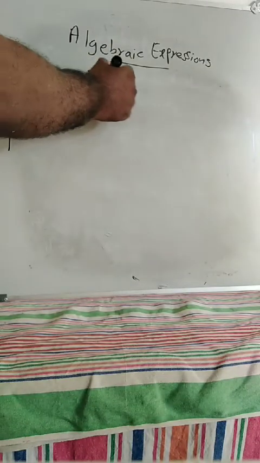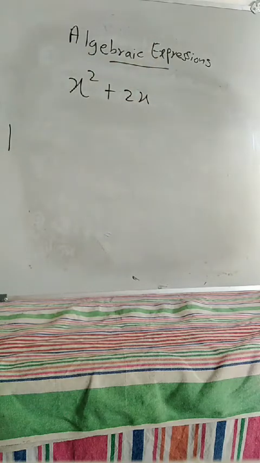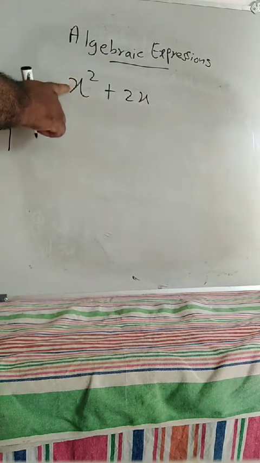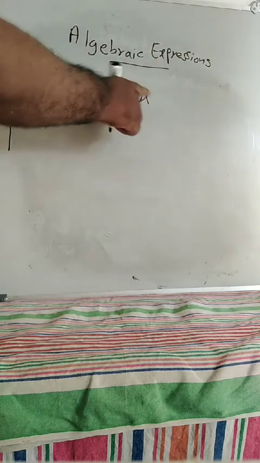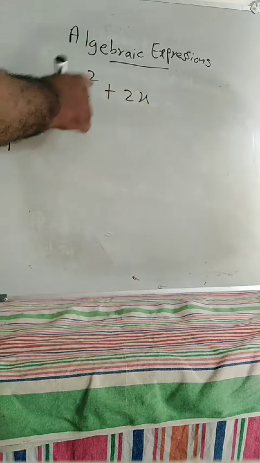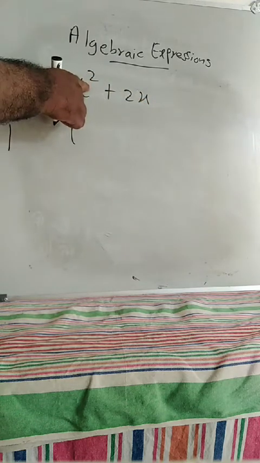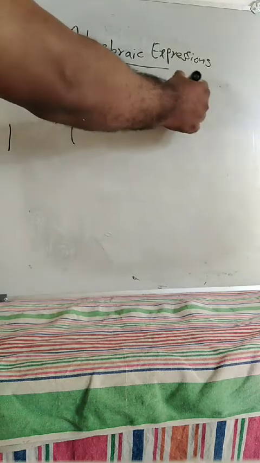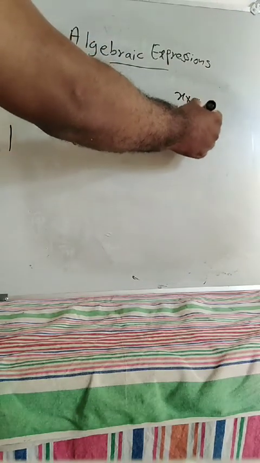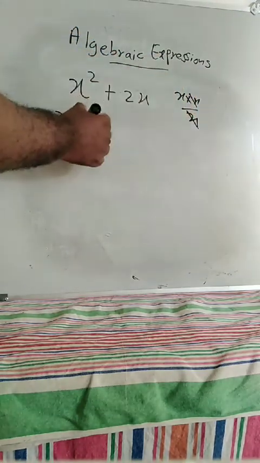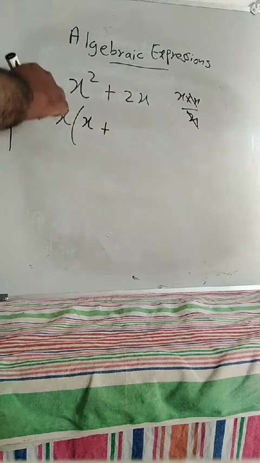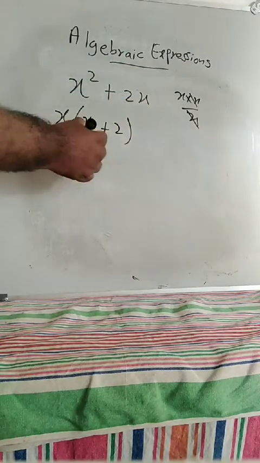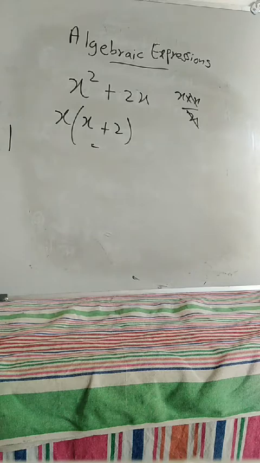x squared plus 2x. Here 2 terms are there. You know x squared means x into x, plus 2x, 2 into x. But what is the common? x is common now. x squared divided by x means x into x divided by x. Now x to x cancel, x remains. Plus 2x divided by x, x to x cancel, 2. This is the final answer. Understand? Right, okay. Then another one.